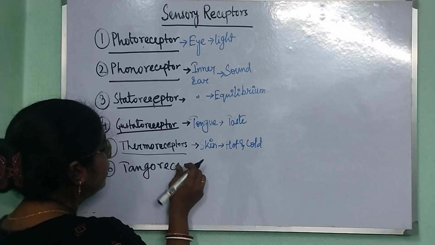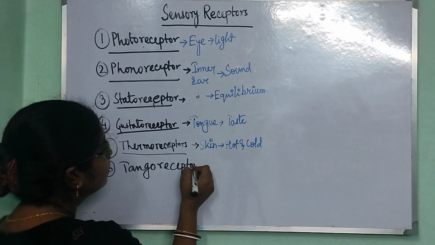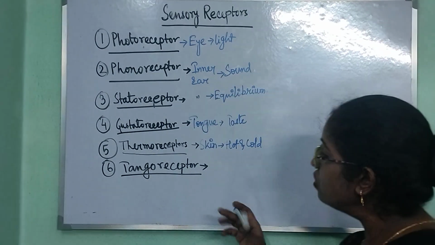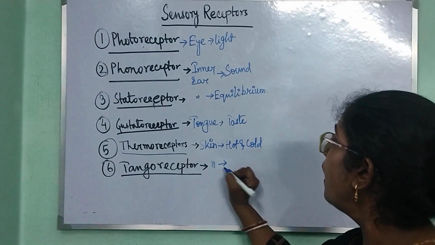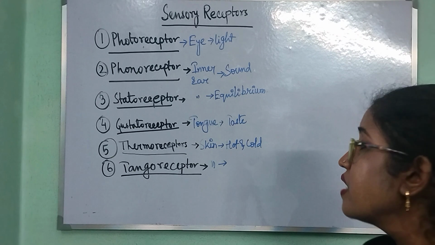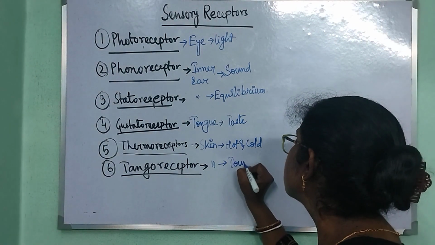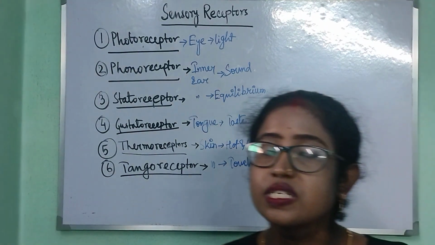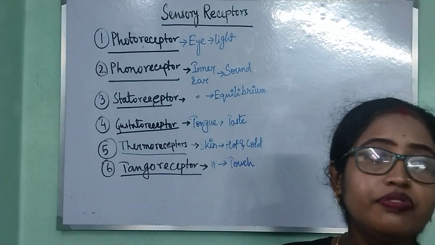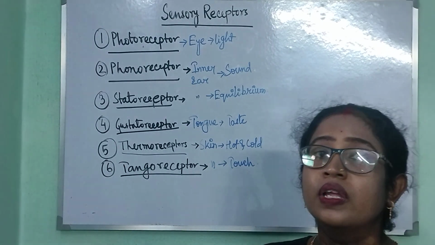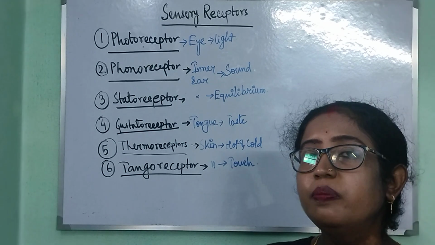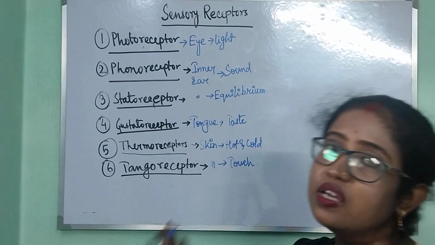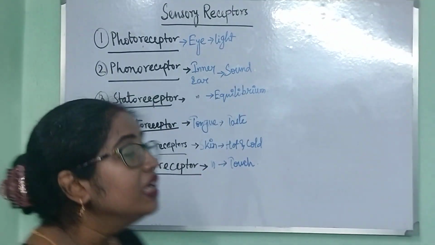Now let us come to the next receptor, the sixth one, the tangoreceptor. Tangoreceptors are also located beneath the skin, and these tangoreceptors help to detect the touch sensation. The touch sensation means if someone touches us, or if we touch a specific kind of material, then this touch sensation will be processed by the tangoreceptors that are situated beneath the skin portion of our body.